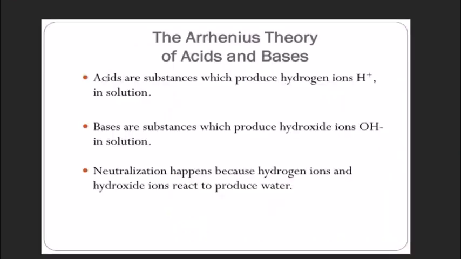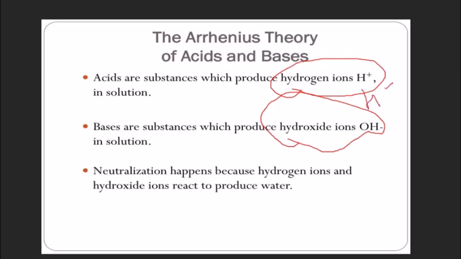Now a scientist named Arrhenius put forth his theory on acids and bases. According to him, acids are the substances which produce H+ ions in the solution. So whenever we dissolve an acid in the solution, it will produce H+ ions. And bases are the substances which produce hydroxide ions, that is nothing but the OH- ions. So here we get the H+ ions in acids, and when you dissolve a base in water, you get OH- ions. So this was the theory put up by Arrhenius.